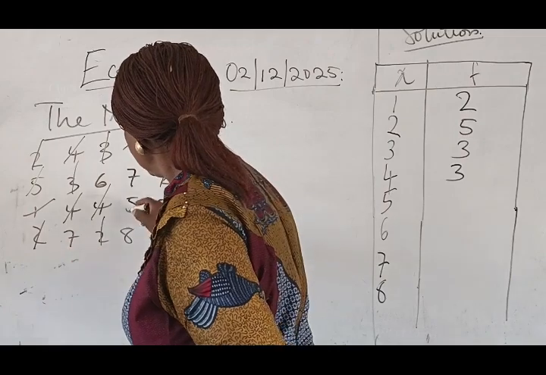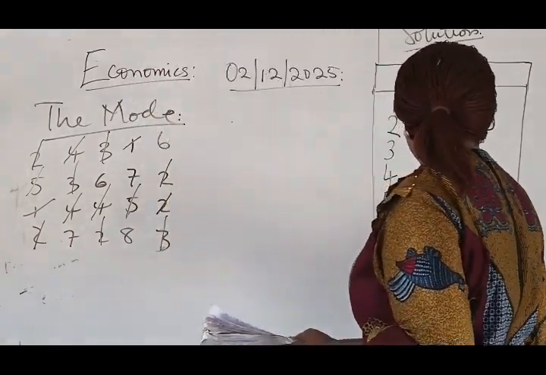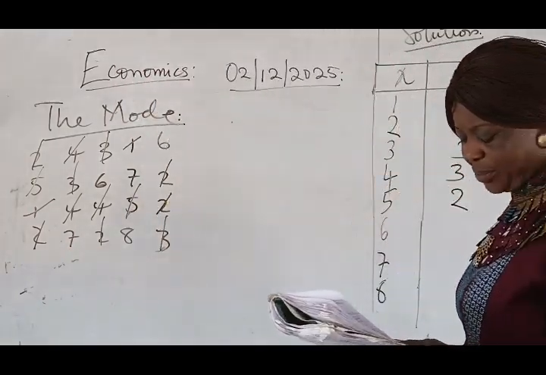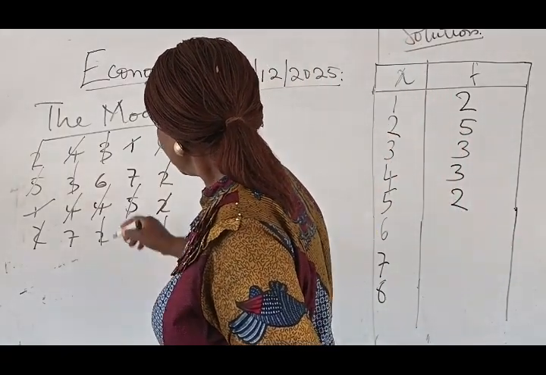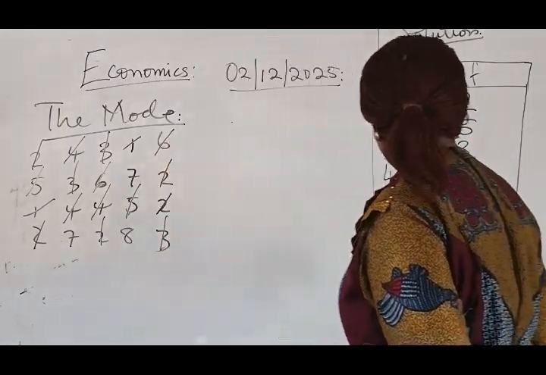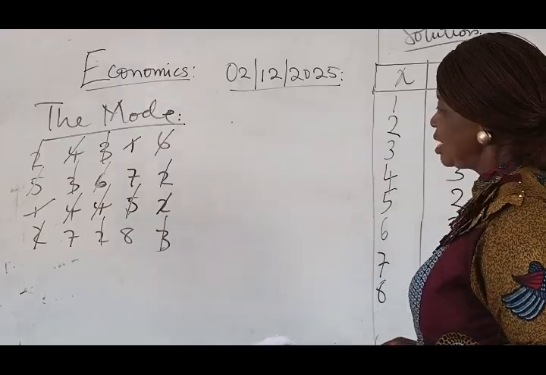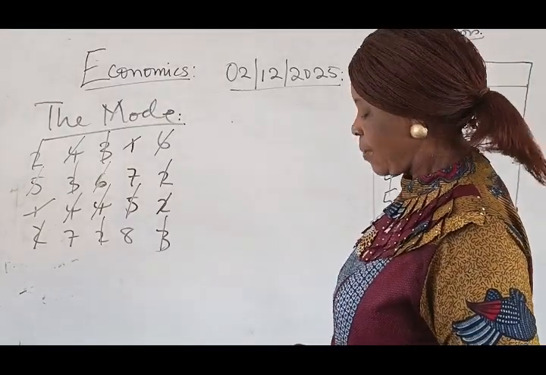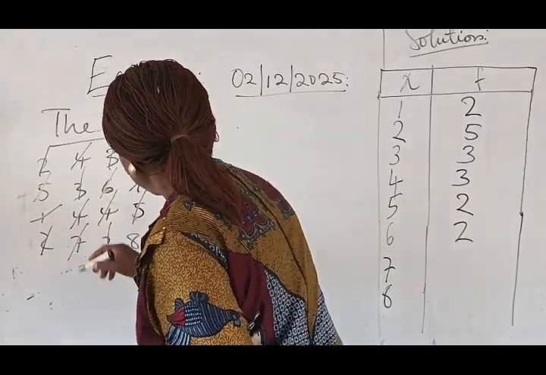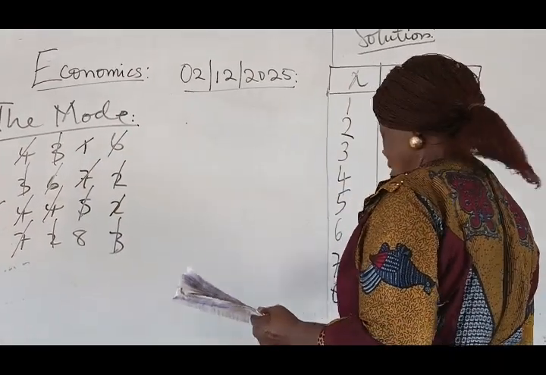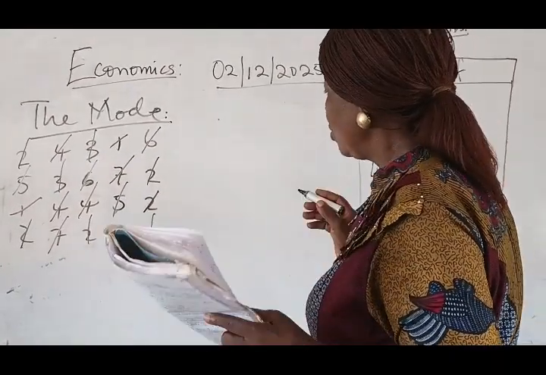1, 2. 5 appears 2 times. 6 appears how many times? We have 1. We have 2. It appears 2 times as well. 7 appears how many times? 7 appears 2 times. 1, 2, 2 times. And 8 appears how many times? Once.